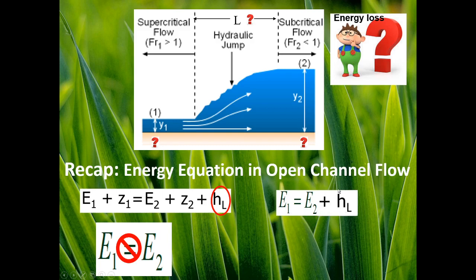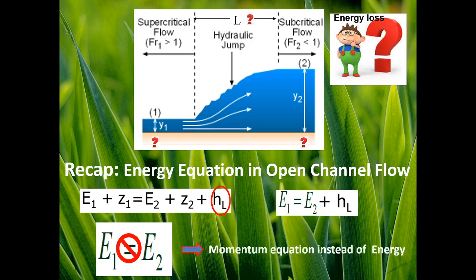HL is head losses. And for the case of a sudden transition, because of the short lengths of the channel between two cross sections, we said that we can neglect HL because of the lower magnitudes of friction force between two cross sections. However, in the case of hydraulic jump, we will have considerable magnitude of energy losses. Therefore, we cannot say that E1 equals E2. By this, I mean that when we have a hydraulic jump, energy is not conserved, but we know that mass is conserved.